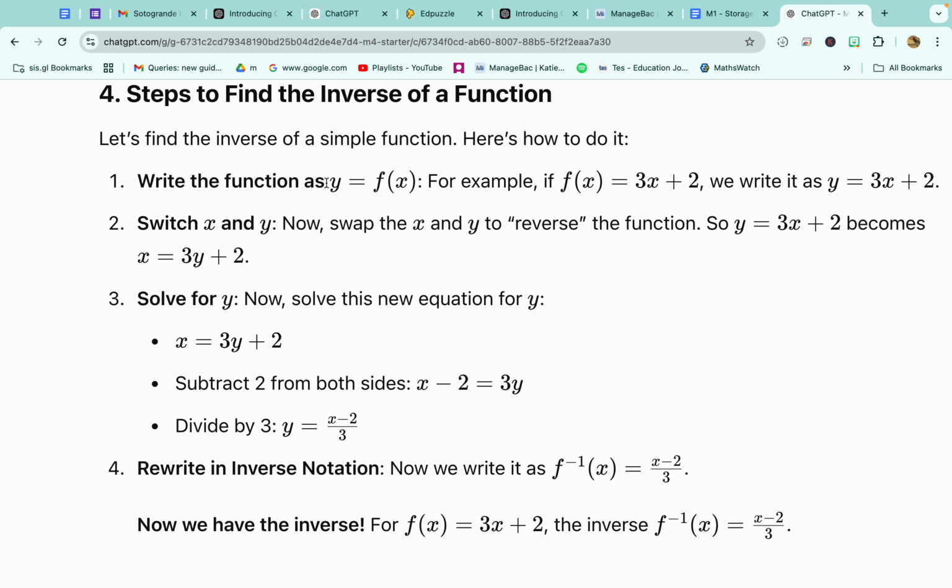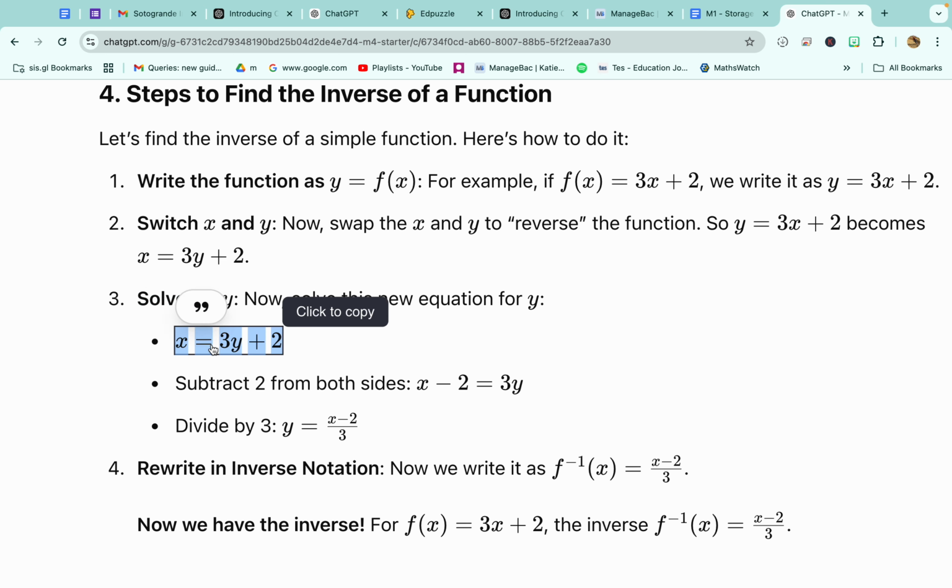So if we're writing the function y equals f of x, first step is to switch around x and y. So rather than writing a y, we're going to write an x. Rather than writing an x, we're going to write a y. And then we solve or rearrange the equation for y. So we make y the subject of the formula.